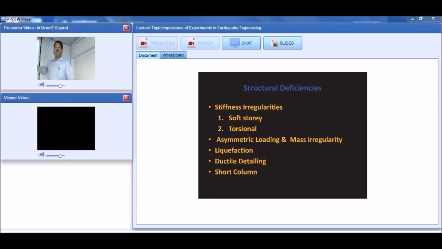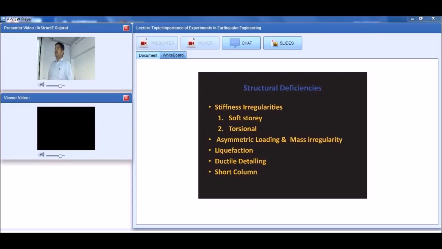But here we want to study now structural behavior. So this type of irregularity we are observing in our structure. We find a stiffness irregularity, maybe a soft story structure, maybe a torsional irregularity. We talk about the asymmetric loading or mass irregularity. We talk about the liquefaction, ductile detailing. We talk about the short column effect. So this may be present in your structure. Ductile detailing, it may be good, it may be poor also. Right? What will happen? We'll see next.